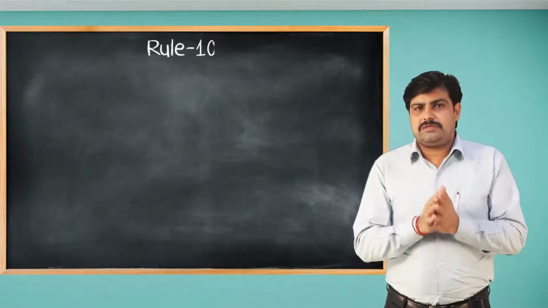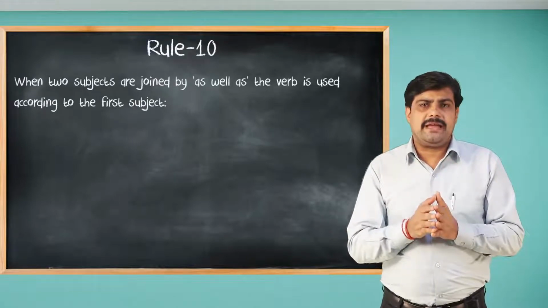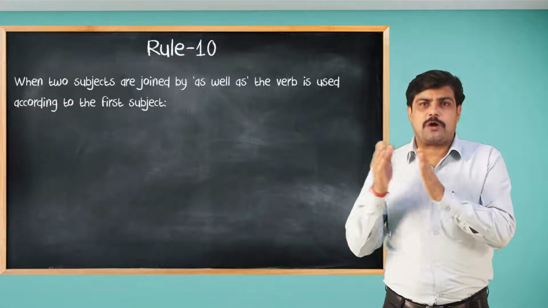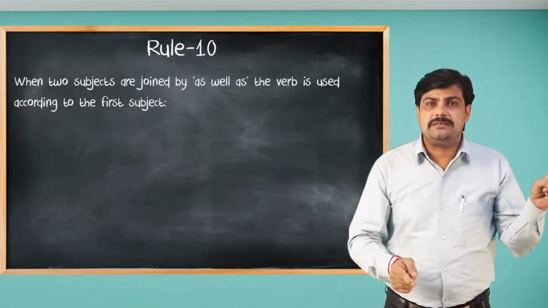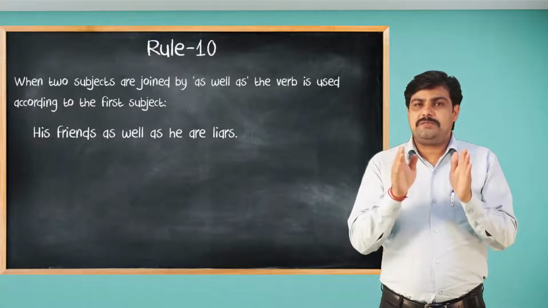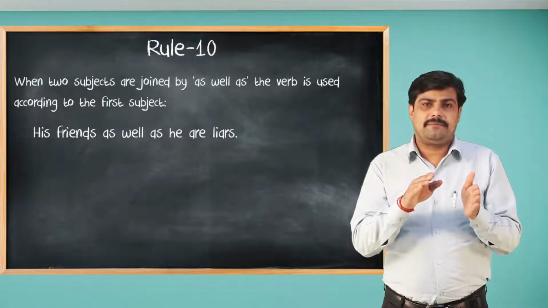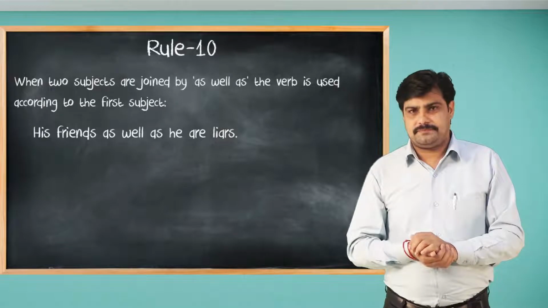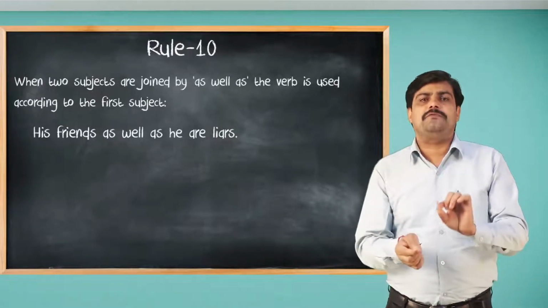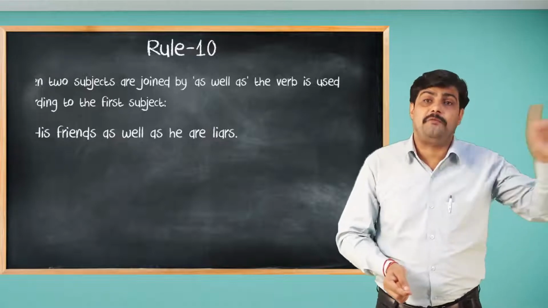Rule number 10 is when 2 subjects are joined by as well as, the verb is used according to the first subject. For example, his friend as well as he are liars. So are is plural, used according to the first subject, that is his friends.